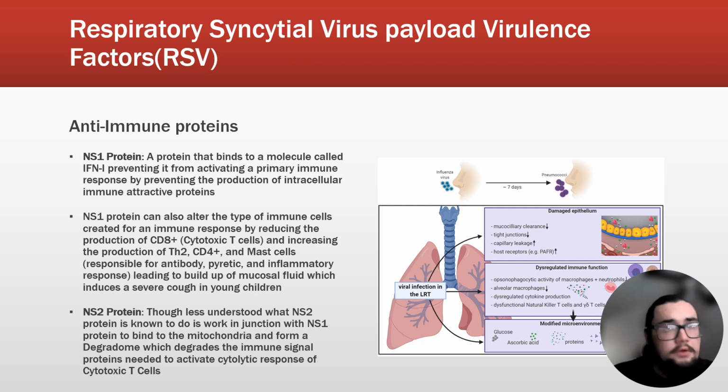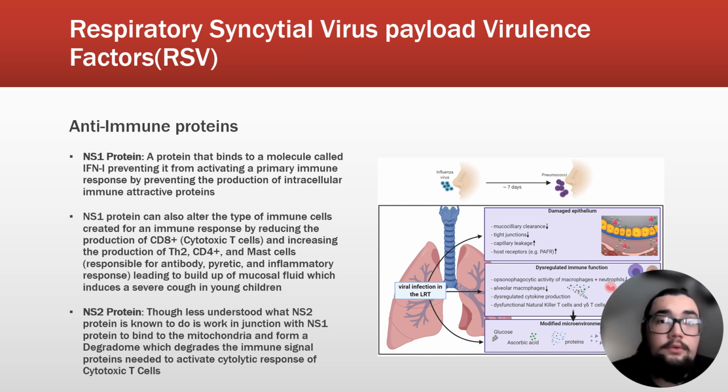The corresponding protein with NS1 that we don't know as much about is NS2 protein, but from what can be observed of NS2 protein, essentially what it does is it binds to NS1 protein along with the mitochondria of the host cell, and it forms what's called a degradome. This degradome can essentially take any immune protein that the host cell attempts to produce and completely cut it out and degrade it and break it down.